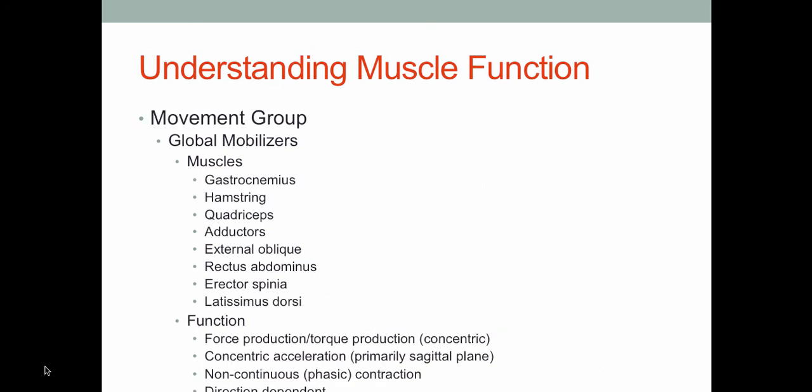Now, in contrast, we look at the movement group that's all made up of global muscles, all those big muscles that pull us around. The muscles in this group could include the gastrocnemius, the hamstrings, the quadriceps, the adductors, the external oblique, rectus abdominis, erector spinae, latissimus dorsi. The function of these muscles is truly force production and torque production. They provide concentric contractions with acceleration, and they're primarily in the sagittal plane. It is a non-continuous phasic contraction, and it is direction dependent.